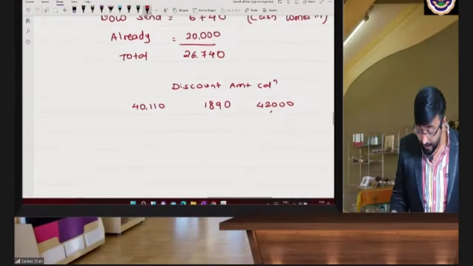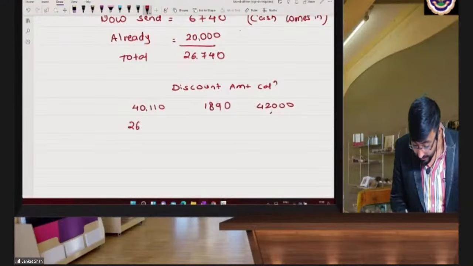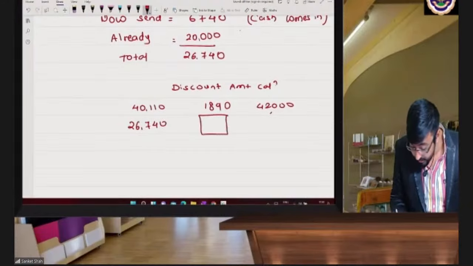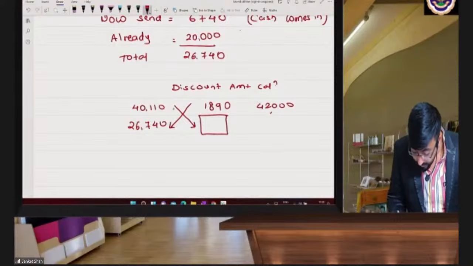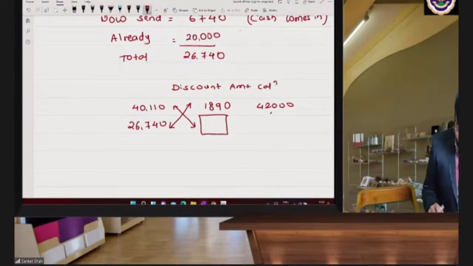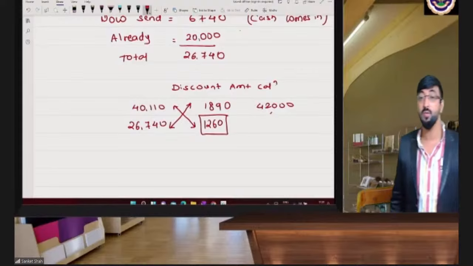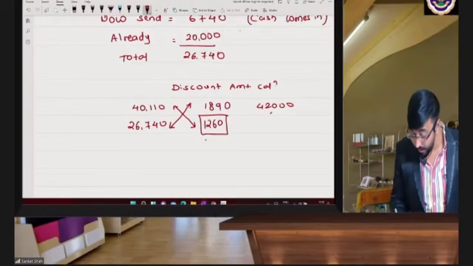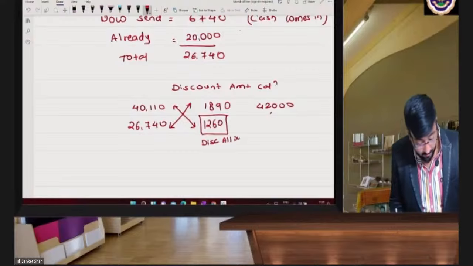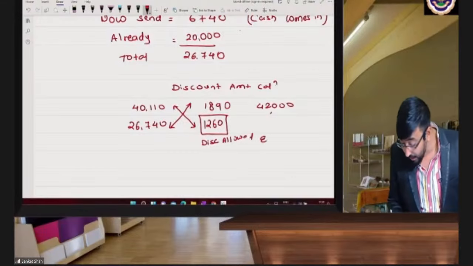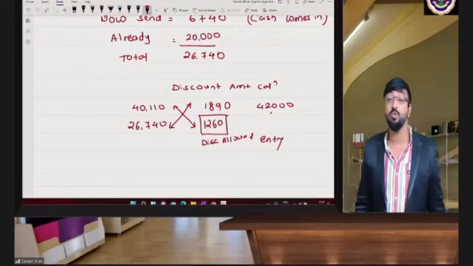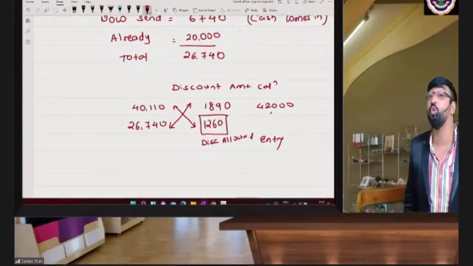And understand, he has 26,740. So discount entry. So what is the discount? Discount calculation is important. Discount is 26,740 into 1890 divided by 40,110. You will get the answer 1260. So cash received. So this is our discount allowed entry. See beta, 1260 is a discount which is allowed to us.